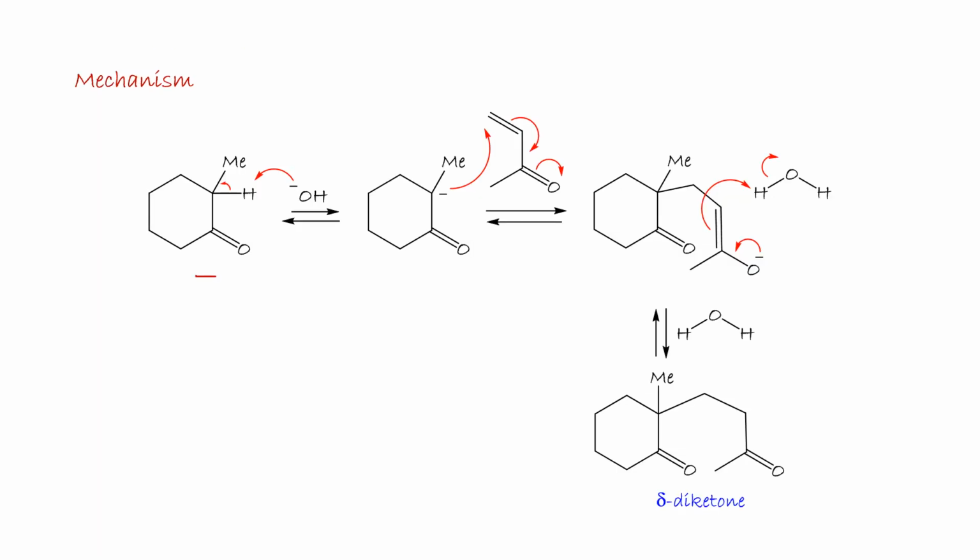So the first step is deprotonation, forming the enolate, then 1,4 addition of the enolate to the alpha-beta unsaturated carbonyl, followed by protonation to give the delta diketone, the 1,5-diketone.